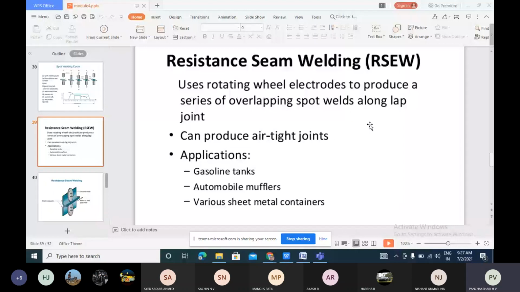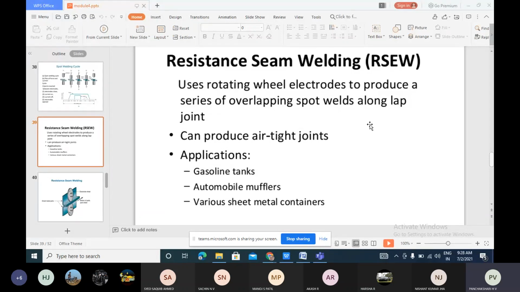Seamless joint, like that we say. What is seam? Seam is nothing but continuous. No here and there. It is starting from one end to another end. Complete or constant, it is there. So that is called seam. Okay. So here, resistance seam welding.